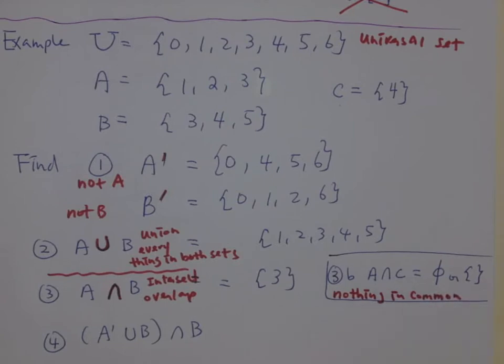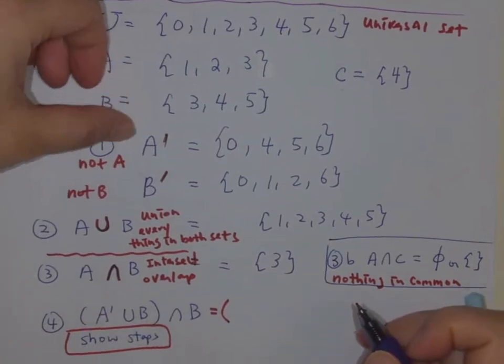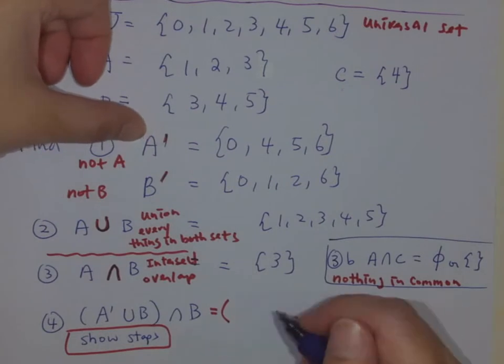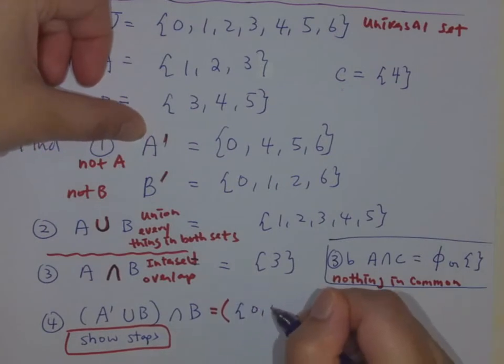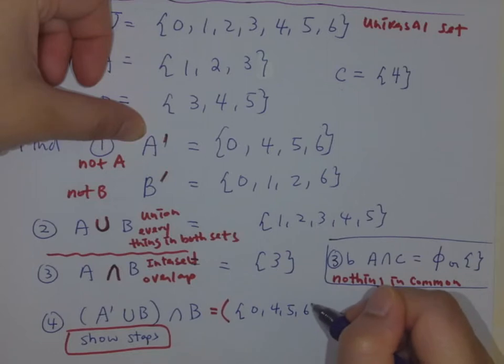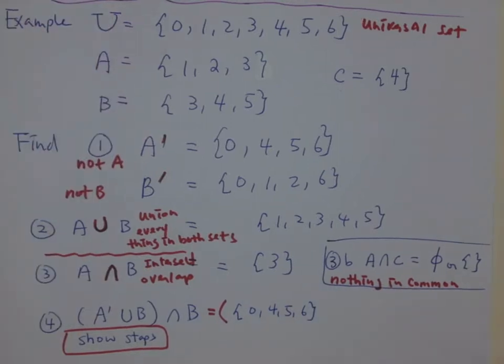So the last one is a little bit more complicated. So let's see. If you see a question like this, you probably need to show some steps. Okay, so I'm going to show steps. I'm going to do it slowly. Let's write down what is not A. So we got that earlier, right? Not A is here. So not A is 0, 4, 5, 6. So make sure this is correct.